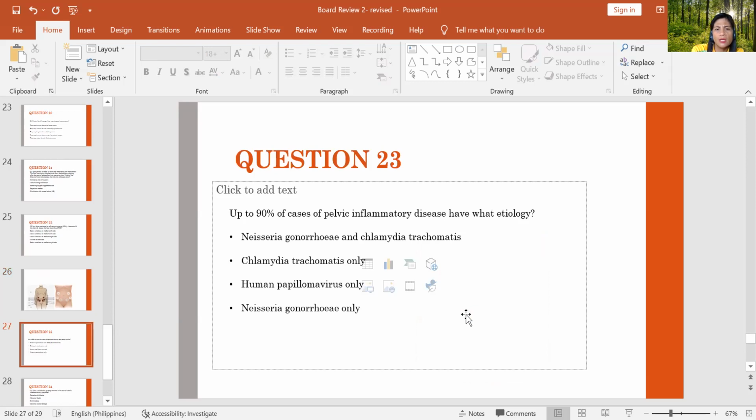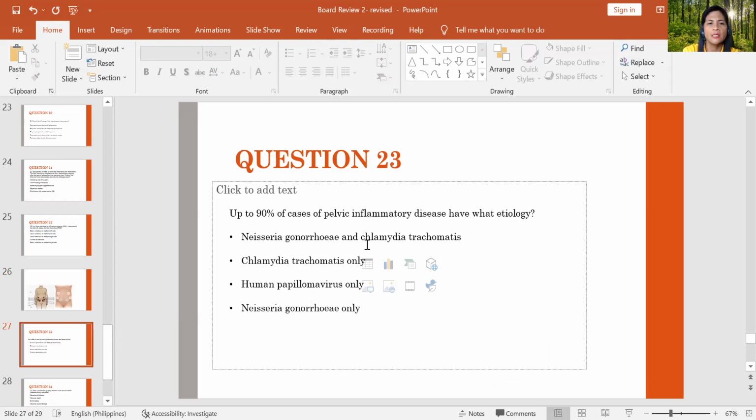Okay, moving on to question 23. Up to 90% of cases of pelvic inflammatory disease have what etiology? Is it Neisseria gonorrhea and Chlamydia trachomatis? Is it Chlamydia trachomatis only, human papilloma virus only, or Neisseria gonorrhea only? The right answer for this is the first option, Neisseria gonorrhea and Chlamydia trachomatis.